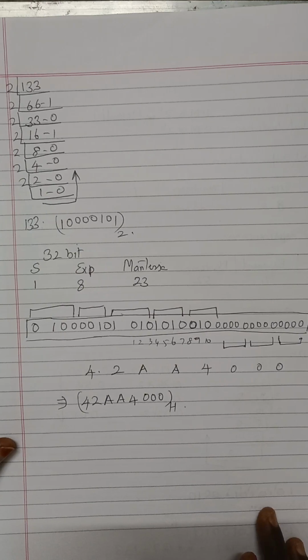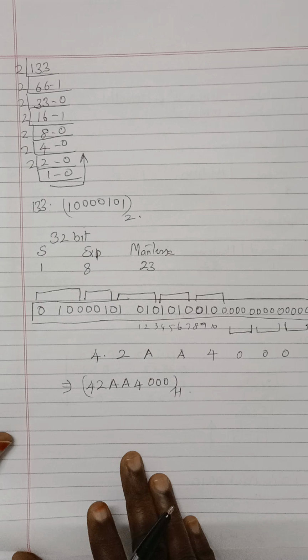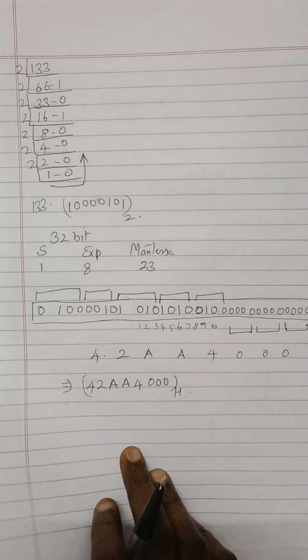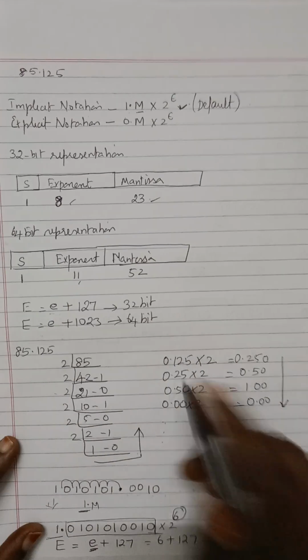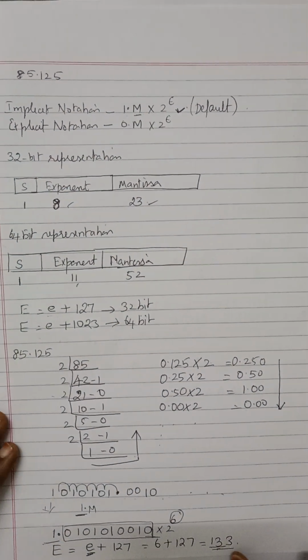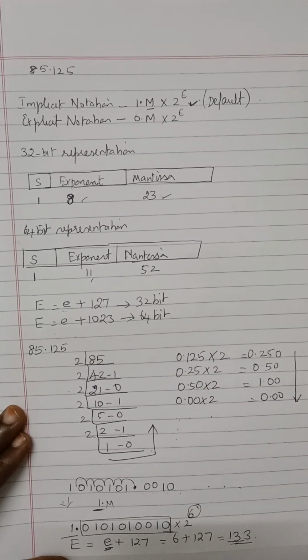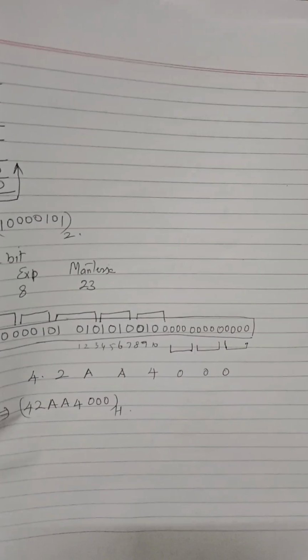We'll see the next problem in the next video. You need to know the formula for doing this problem, whether writing in 32-bit or 16-bit representation. We need to know how to read the representation, what the implicit notation is, and how to find the exponent value. We need all these values to complete this problem. This is the answer, 42884000. Thank you.